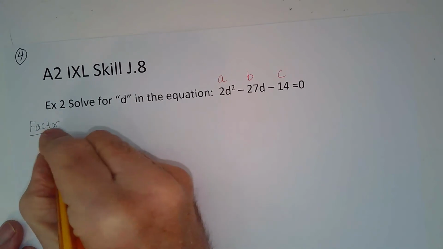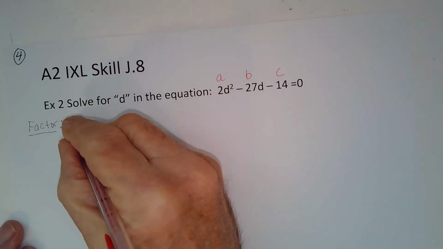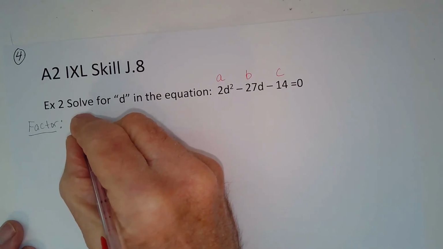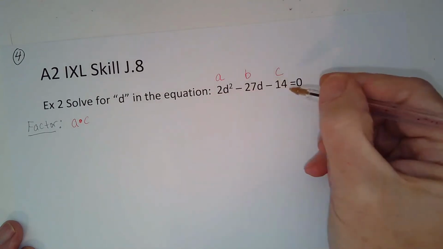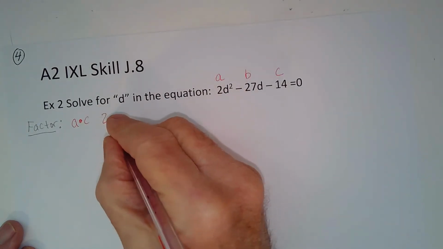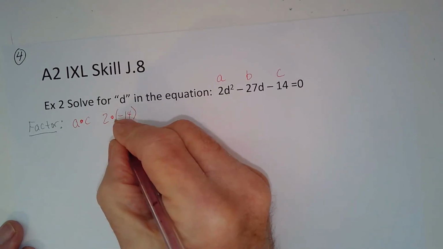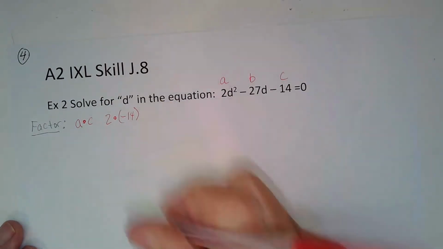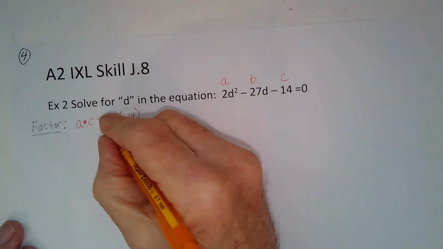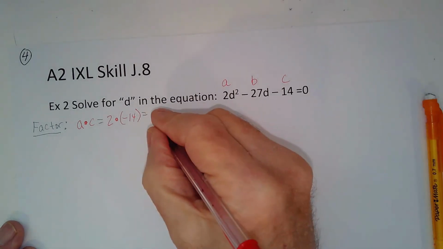And that process starts with me finding a times c. So a times c is going to equal, in this case, 2 times negative 14. I'll put the negative 14 in parentheses because the multiplication sign and the negative sign shouldn't be shown together. Considered indecent, right? Okay, and so 2 times negative 14 equals negative 28.